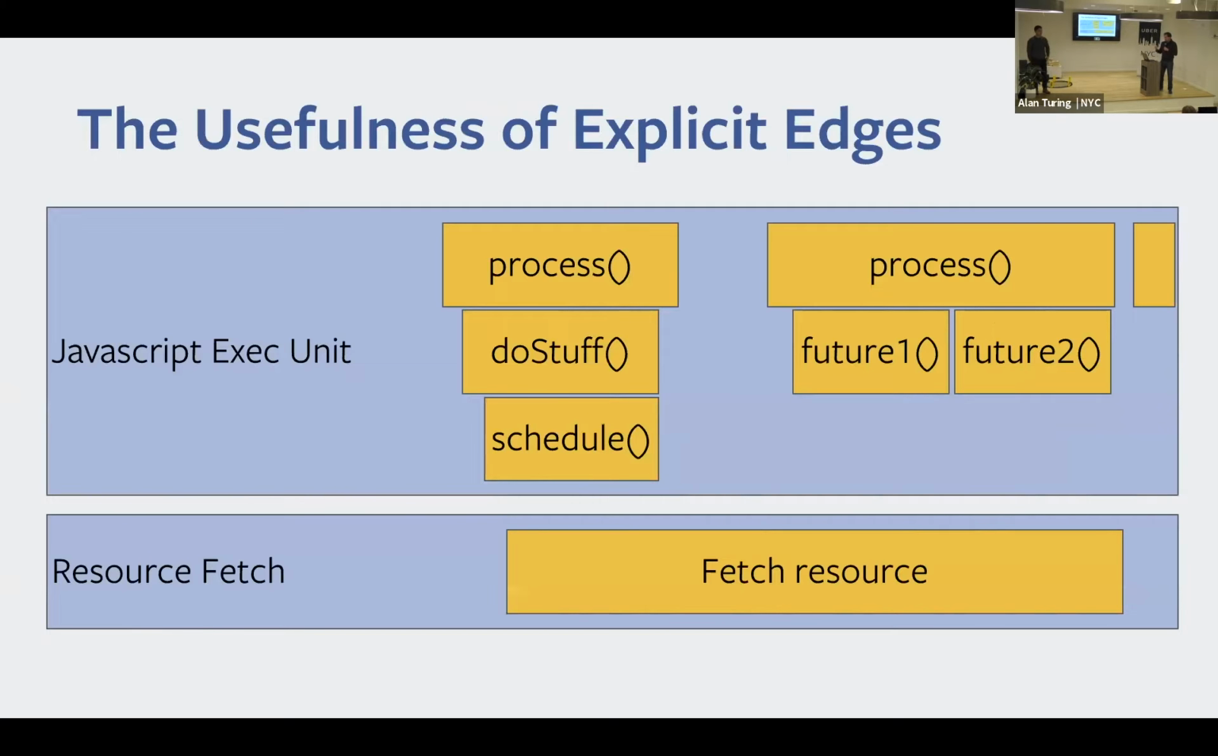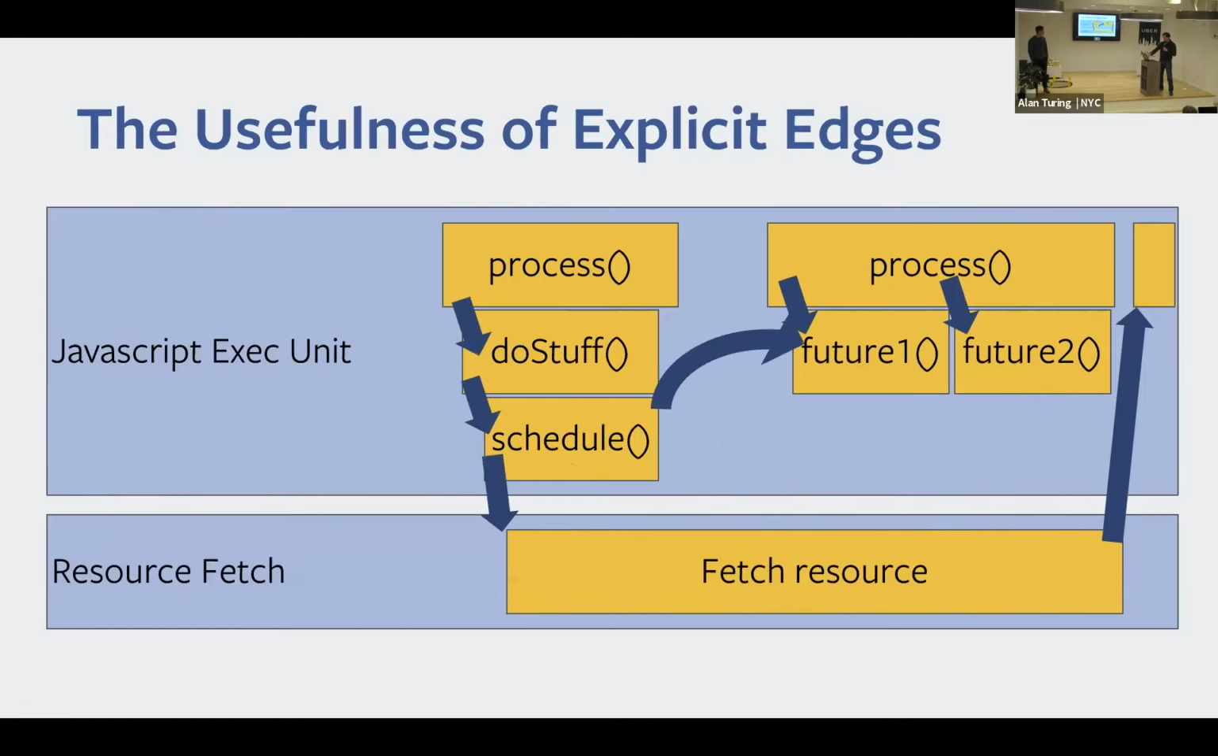So one of the other nice things about this is explicit edges are actually useful for modeling all sorts of async things, right? So here we've got this synchronous schedule, from the left arrow to the right arrow, where we're fetching a resource and we can model that with edges, right?